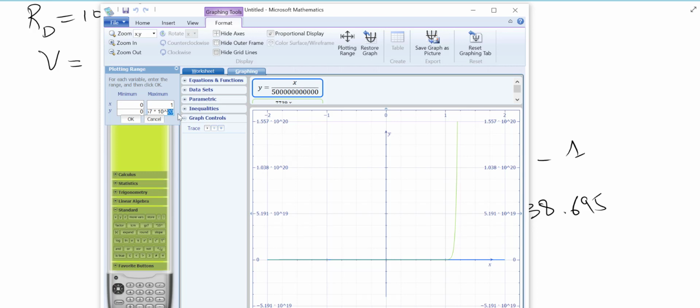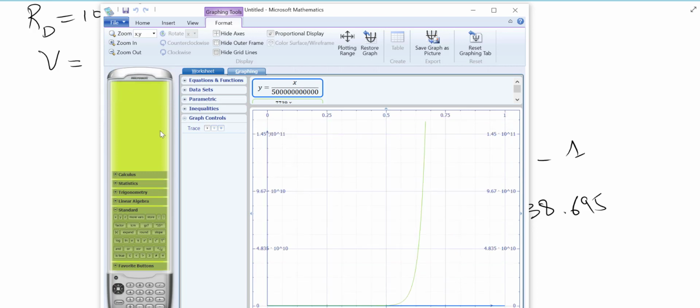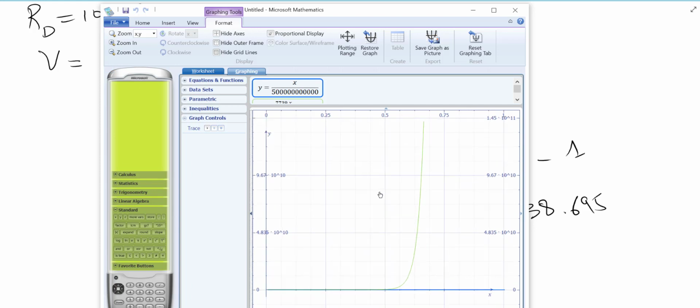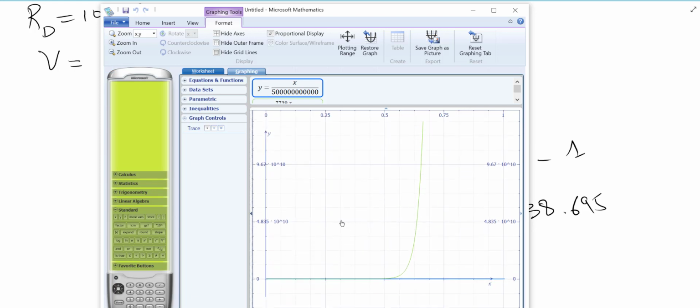That's too much. I know that the maximum voltage is going to be around 10 to the power 11, because that's how it looks on one side. Okay, so 10 to the power 11 is too much. I'm going to go all the way to 10 to the power 10 instead, because I don't see this. So in here it should be 0, and in here, home, 10 to the power 10.